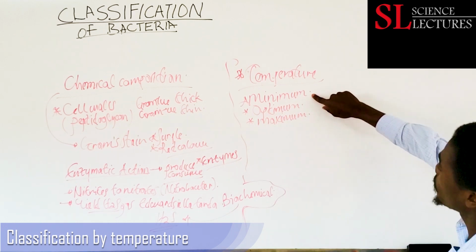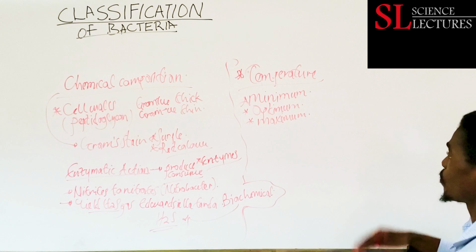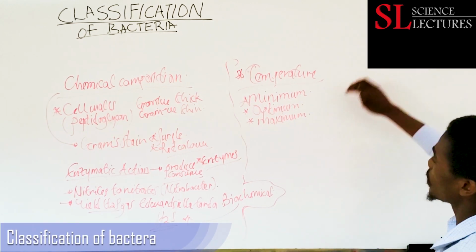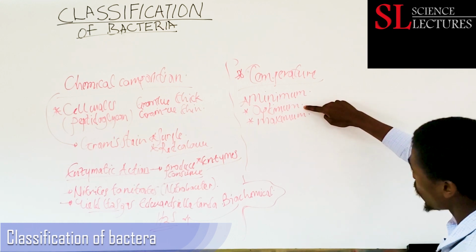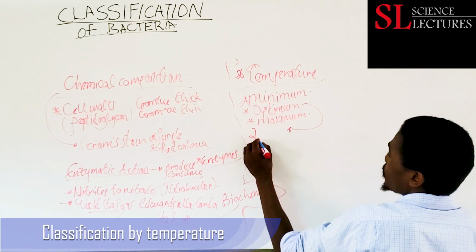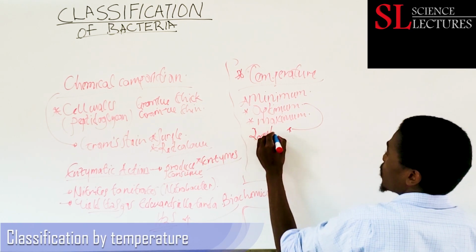Minimum temperature is the temperature below which that bacteria can no longer survive. Maximum is the temperature above which bacteria can no longer survive. Then optimum is the temperature where we'll have rapid growth of such a bacteria. So the bacteria is thriving at the optimum.